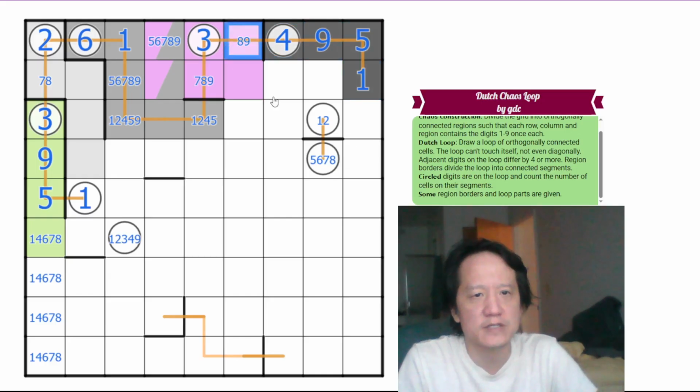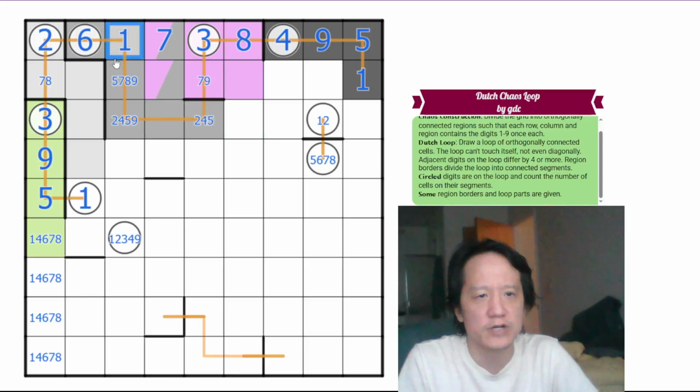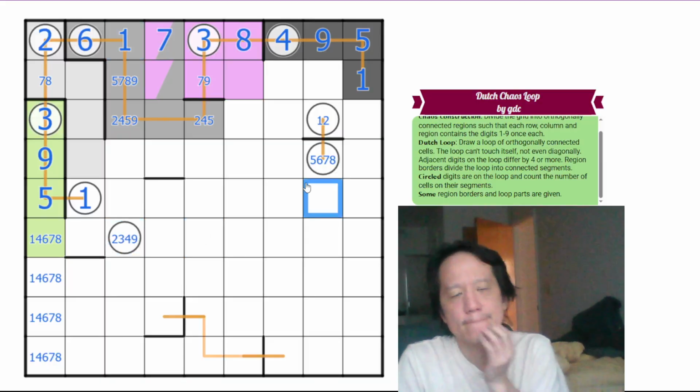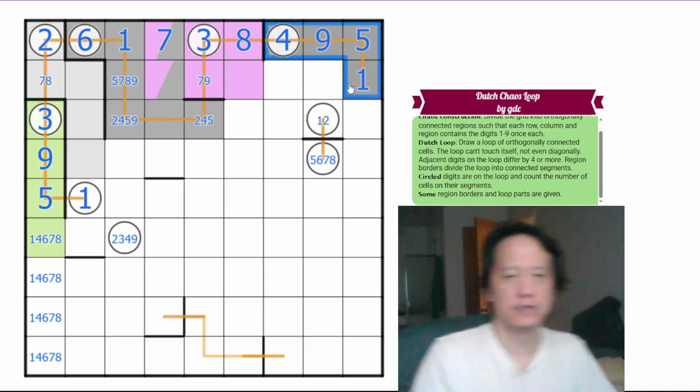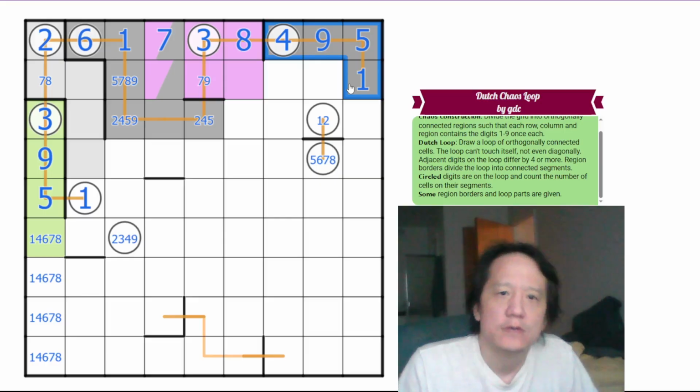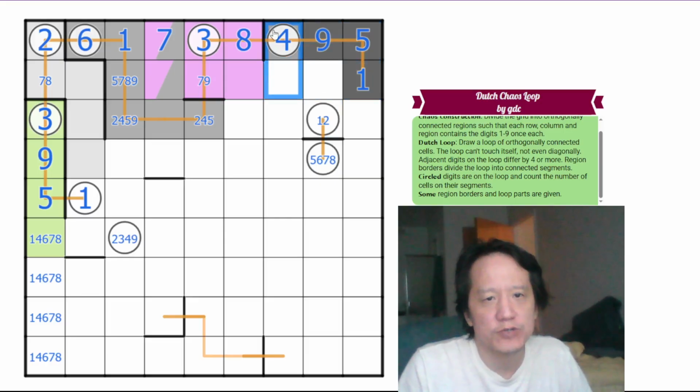This 9 eliminates 9 here, so it's 8. This can't be 5, 6, 8, or 9, so it's 7. This 8 eliminates 8 here. This can't be 6 in this medium gray region. It can't be 1 because we are guaranteed this is 6 and 1. This 1 eliminates 1 here. This is done in its region. It could go this way, in which case, yeah.